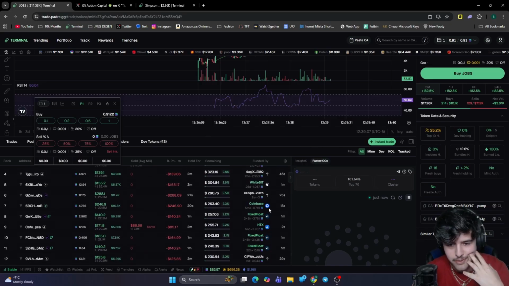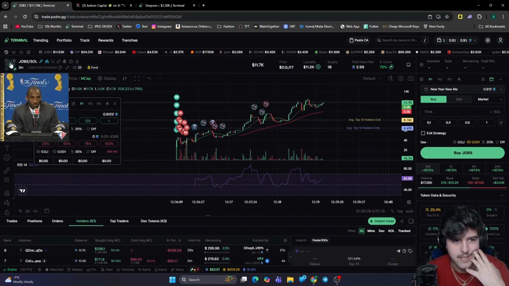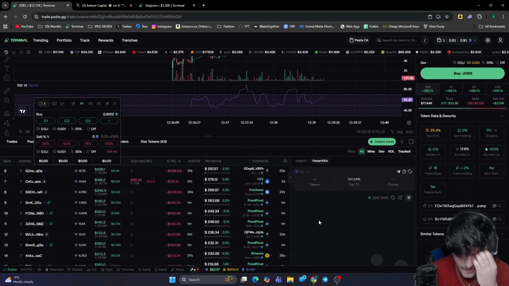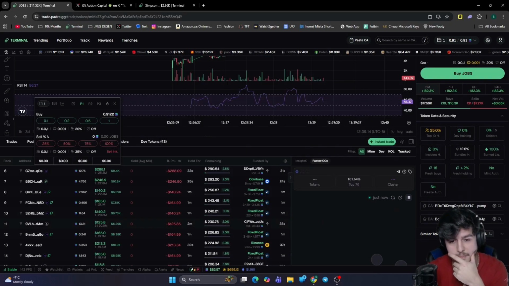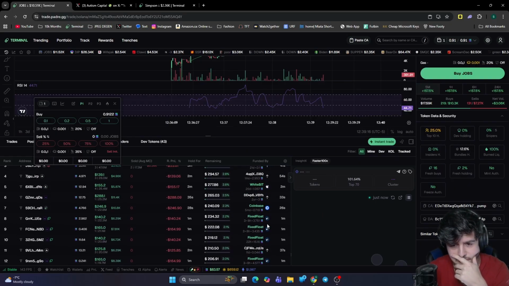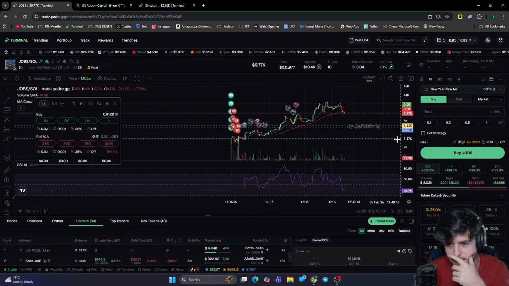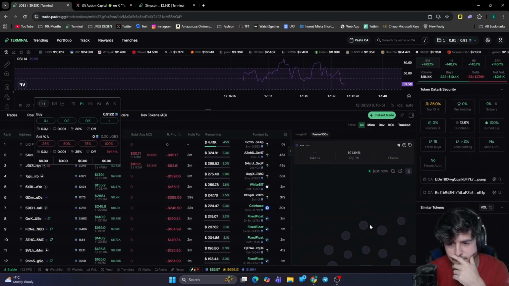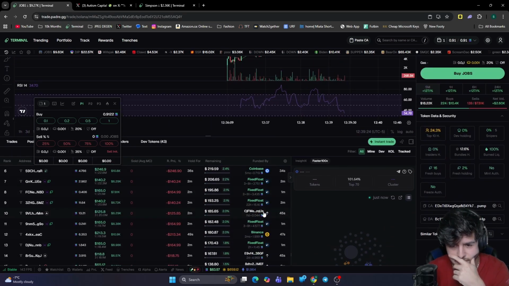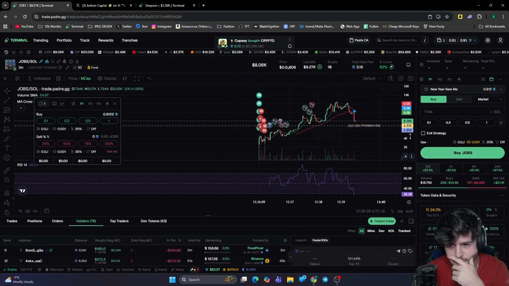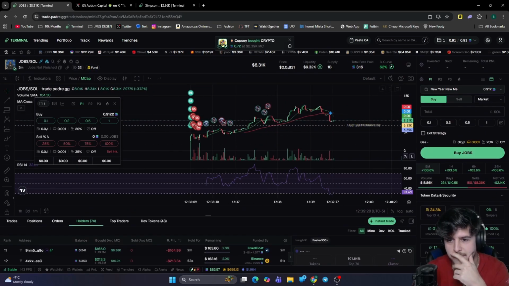3%, 3%, 3%. I like this meme, job not done. It's Kobe. That's an iconic interview there. There is some serious bundling going on here. Bubble maps shows a couple bundles. That might be the entry. I'm gonna go ahead and take it.